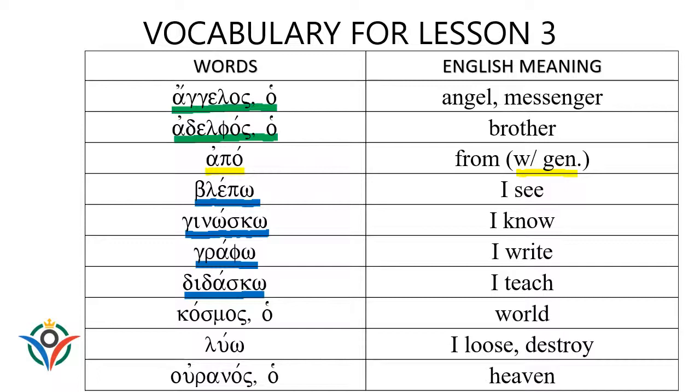Then we have another noun, kosmos, ho, and that means world. Then we have luo, which you're familiar with from our verb endings, and that means I loose, and in some cases can mean I destroy. And finally we have ouranos, ho, and that means heaven.